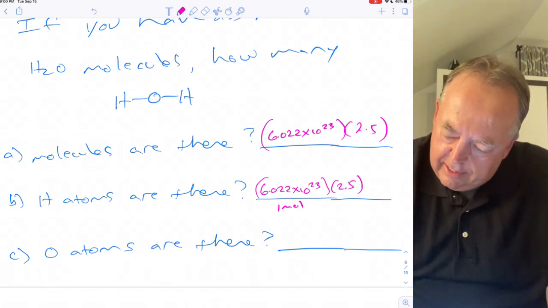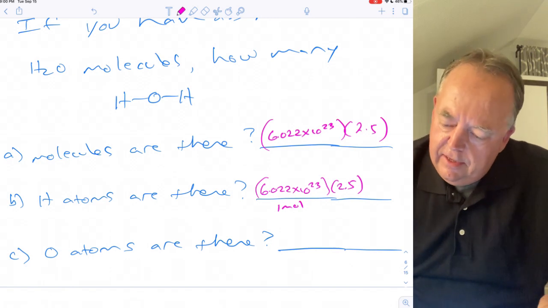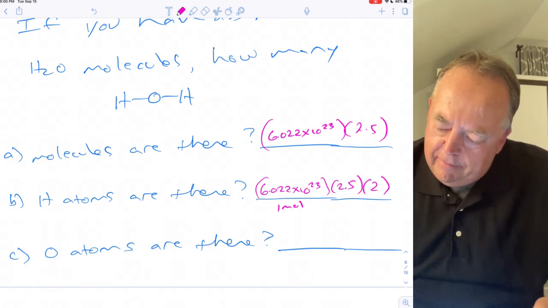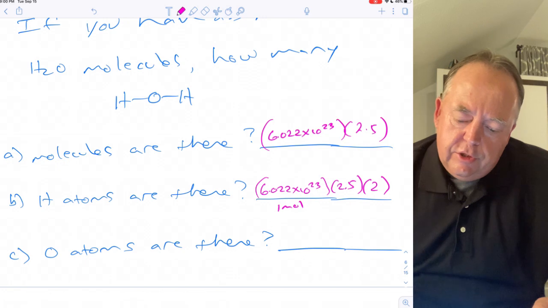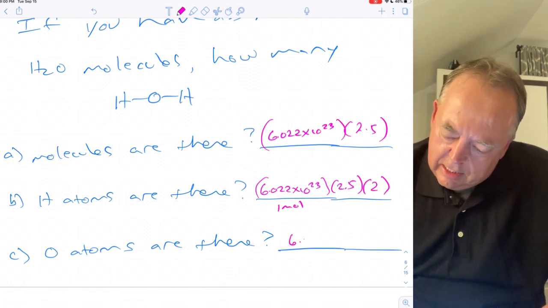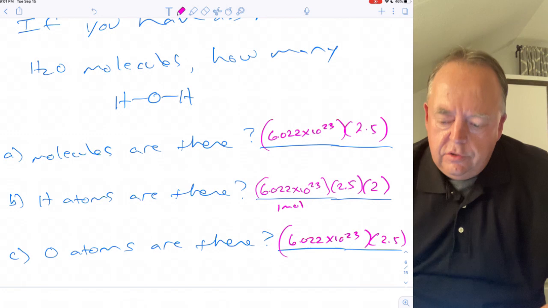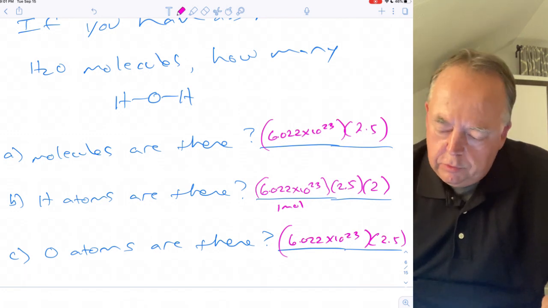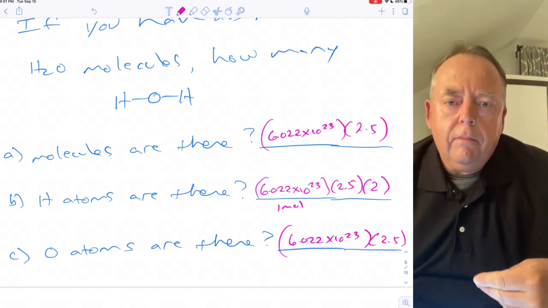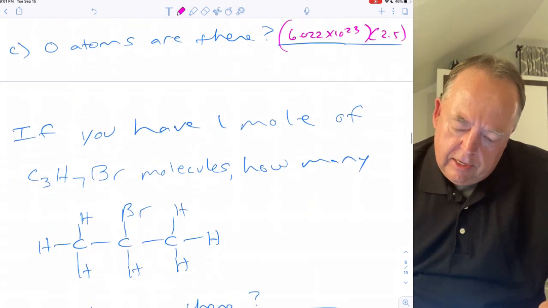So you would have to take that 6.022 times 10 to the 23rd times 2.5, and then you would have to take that and multiply it by 2, since there's 2 hydrogens per molecule. And then in terms of oxygen atoms, 6.022 times 10 to the 23rd, and just multiply that by 2.5, since there's 2.5 moles, and there's 6.022 times 10 to the 23rd in 1 mole. Right? So hopefully that makes sense, and you can count by moles now.